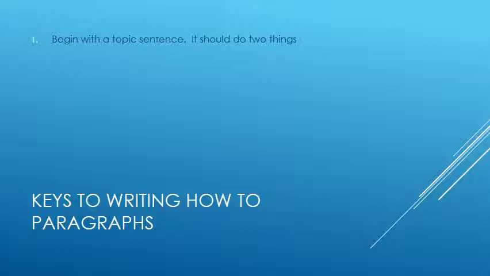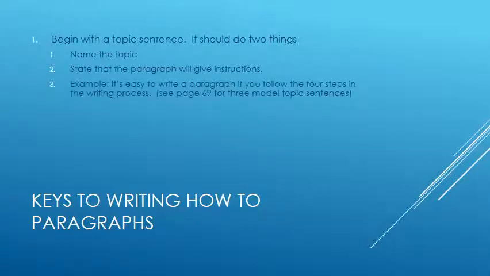Now the topic sentence has to do two things. The first thing that it has to do is name the topic. So in this case, the topic is whatever it is that we're trying to explain. And then we need to state that the paragraph will give instructions. So here's an example of what I mean, and we'll go over some of these in class: it's easy to write a paragraph if you follow the 4 steps in the writing process.